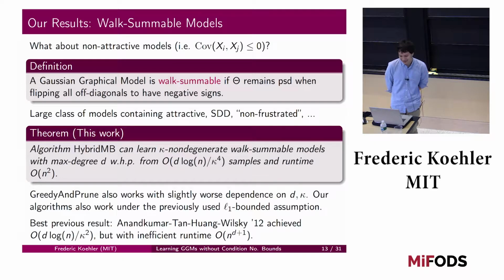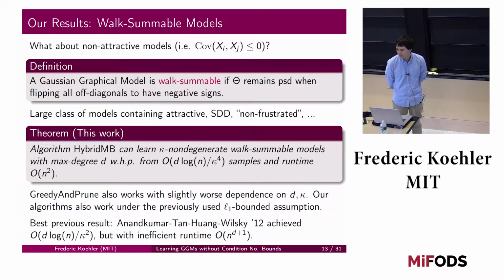But regardless, under this assumption, we can learn all Walk-summable models with a sample complexity that looks like d log n over kappa to the 4. That differs from the L0 constrained guarantees, which can get d log n over kappa squared, by this factor of kappa squared.